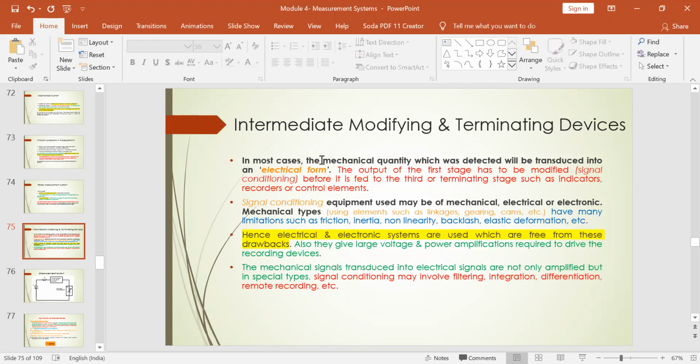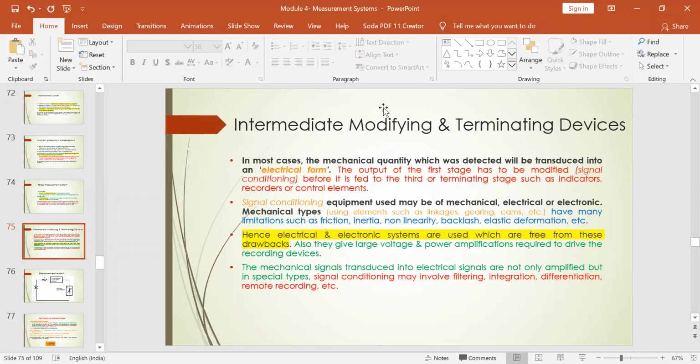So in most cases, the mechanical quantity which was detected will be transduced into an electrical form. What does a mechanical transducer do? It absorbs a physical quantity and converts that into the required displacement. These detected mechanical quantities will be transduced into electrical form, so it could be a voltage or an electrical signal before it is fed to the third or terminating stage, because stage 1 will sense and convert into the displacement.